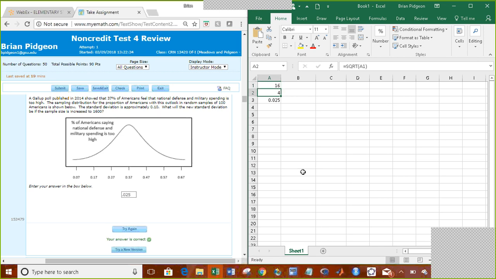And it should make sense. Increasing the sample size is good. We want a more representative sample of our population. So increasing the sample size will reduce the variability that we observe.